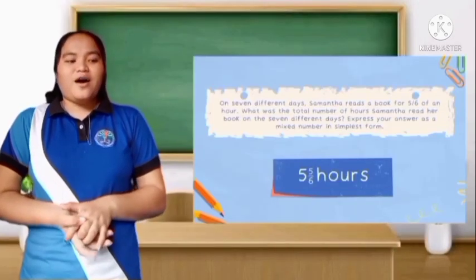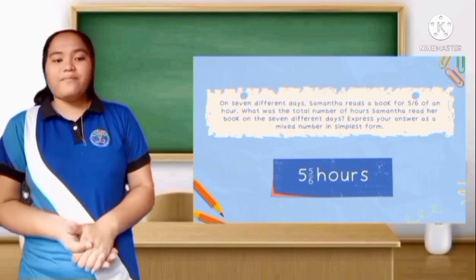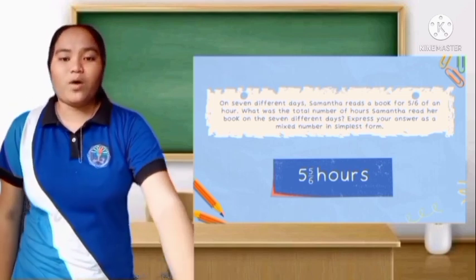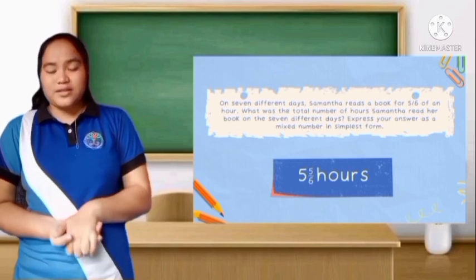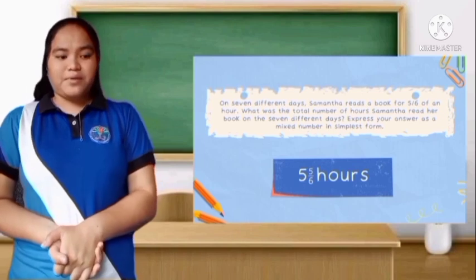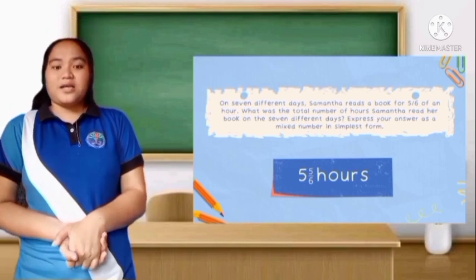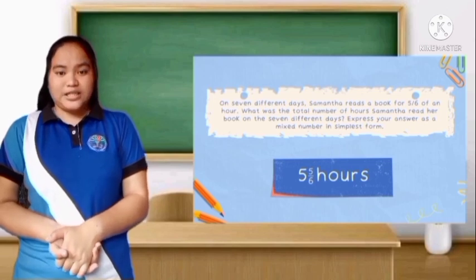Next number. On 7 different days, Samantha read the book for 5/6 of an hour. What was the total number of hours Samantha read her book on the 7 different days? Express your answer as a mixed number in the simplest form. And the given answer here is 5 and 5/6 hours.